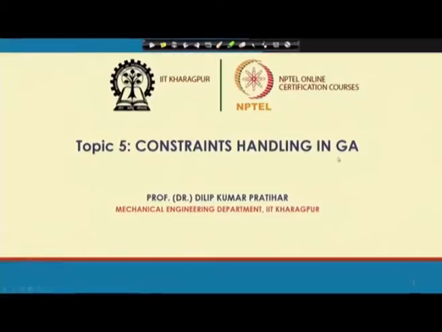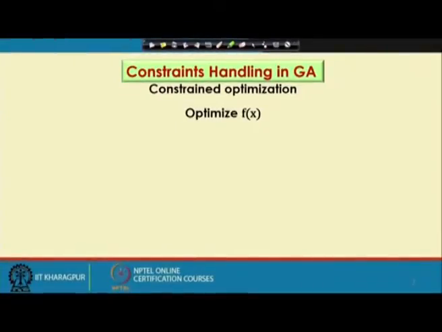I am going to start with the next topic, that is topic 5, constraints handling in GA. Now, GA we actually use to solve different types of optimization problems. In most real-world problems, we will have to handle some sort of constrained optimization problem. That means there will be some functional constraints as well as the objective function and the side constraints or the geometric constraints. Now, let us take one example of a constrained optimization problem.